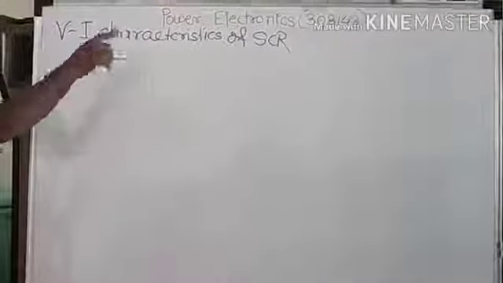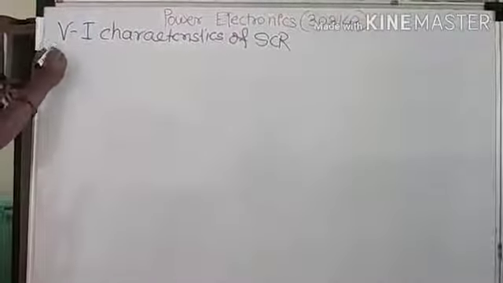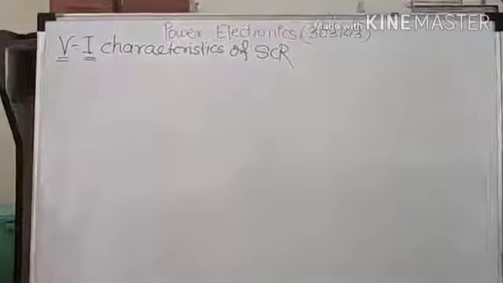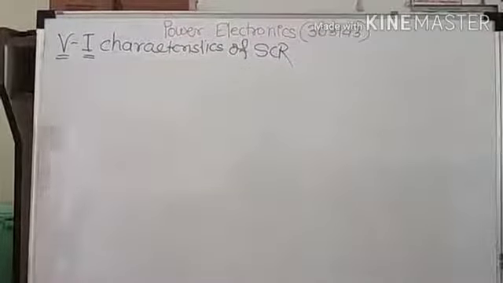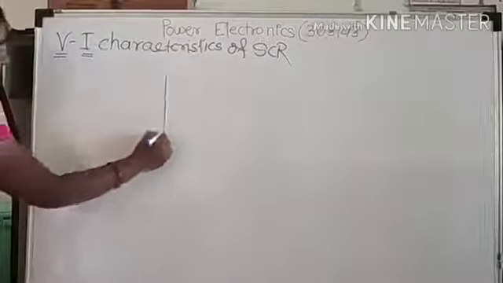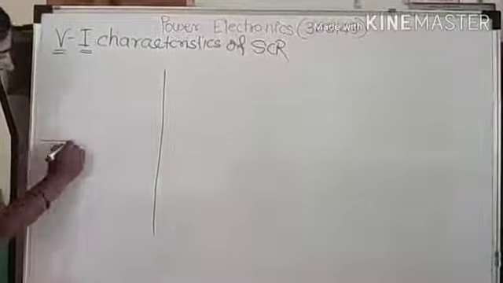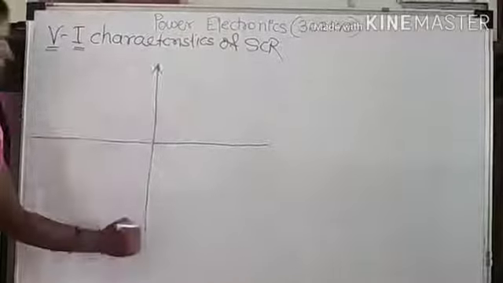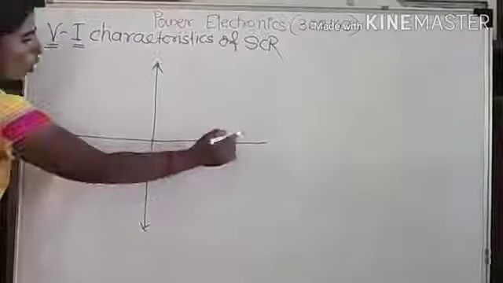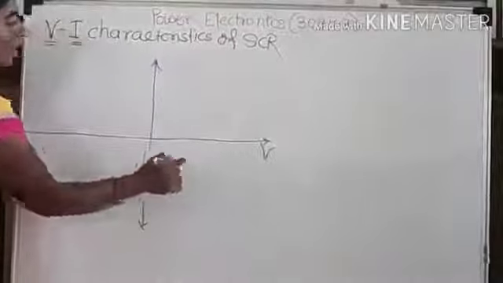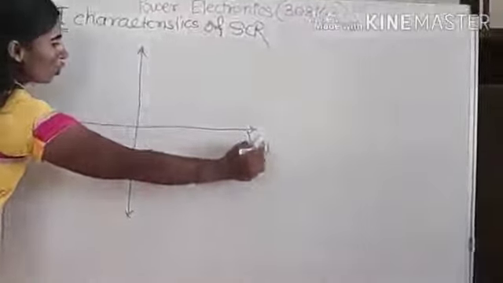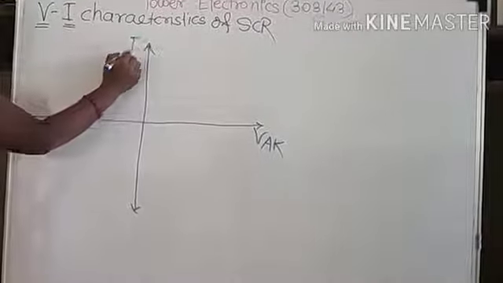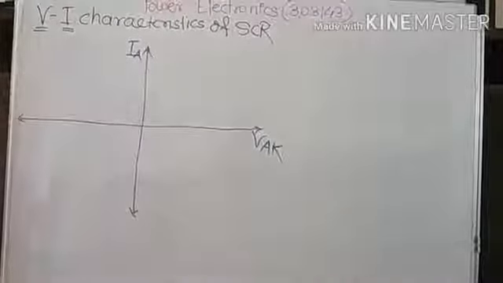SCR is nothing but silicon controlled rectifier, and its VI characteristics is nothing but voltage versus current characteristics. First of all, I will draw the graph for VI characteristics. Here, x-axis and y-axis. On x-axis, voltage is there. Voltage is in between anode to cathode, and on y-axis current is there, that is the anode current.